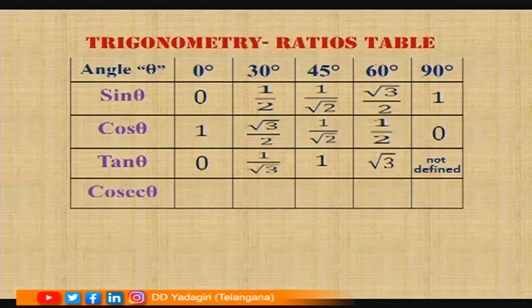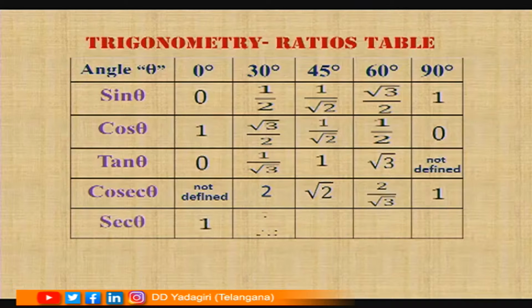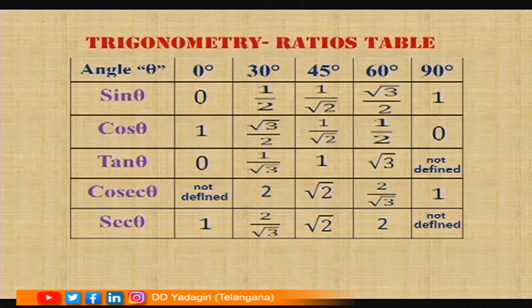Now, cosec is the reciprocal of sine values. So, that is the reason the first one, cosec 0, is not defined, cosec 30 is 2, 45 is root 2, 60 degrees is the reciprocal of root 3 by 2, that is 2 by root 3, and cosec 90 is equal to 1. Now, similarly come to sec, this is going to be the reverse order of it: 1, 2 by root 3, root 2, 2, not defined.